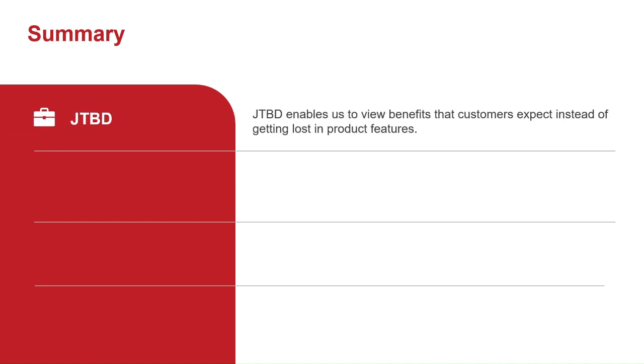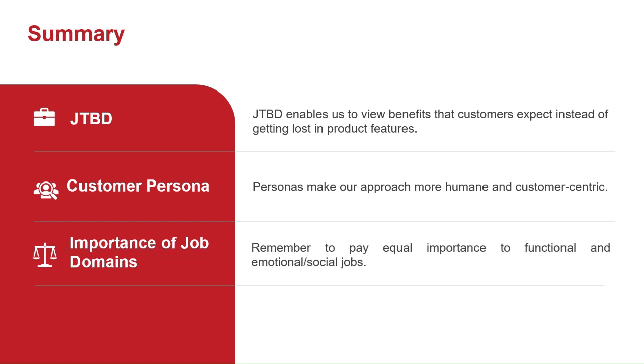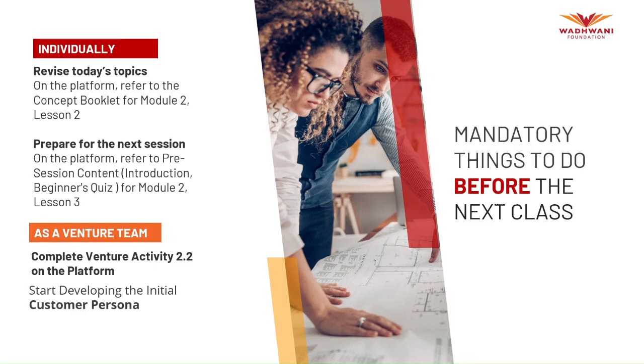All right, the summary. We explored the job to be done, and discussed functional, emotional, and social jobs. It enables us to view the benefits the customer expects instead of getting lost in the product features. We moved on and saw the customer persona. Persona makes our approach more human and customer centric. Importance of job domain: remember to pay equal importance to functional and emotional jobs, right?